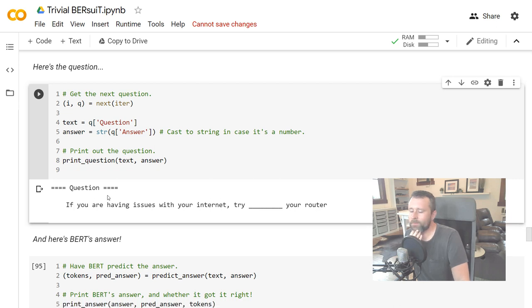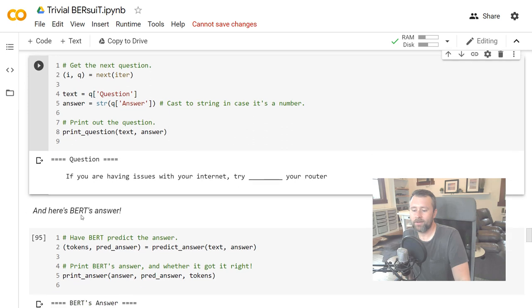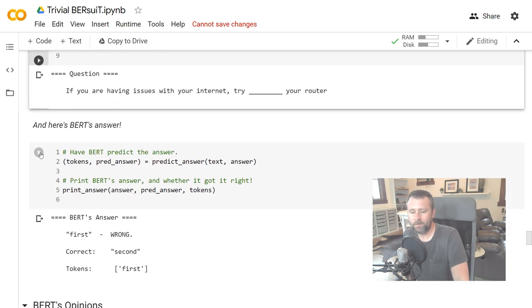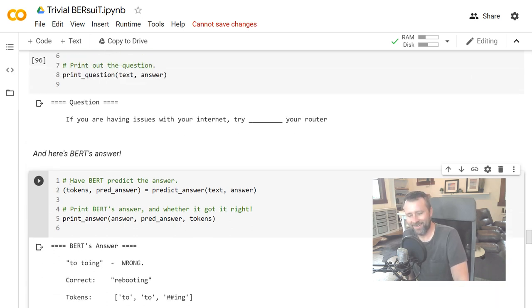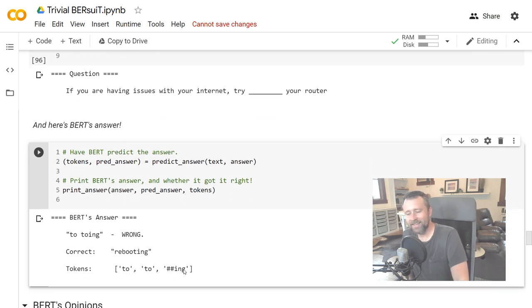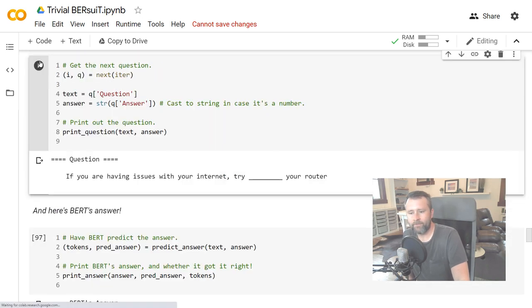All right, one more try here, Bert, at delivering tech support. If you're having issues with your internet, you need to try blank your router. What do you do to your router when your internet's not working? Tutuing. No, you need to reboot it. Got the ING. Maybe it knows that it needs to be conjugated with ING. All right, what else we got?